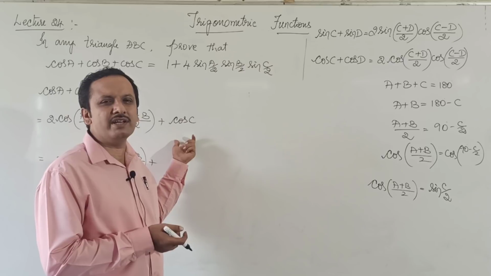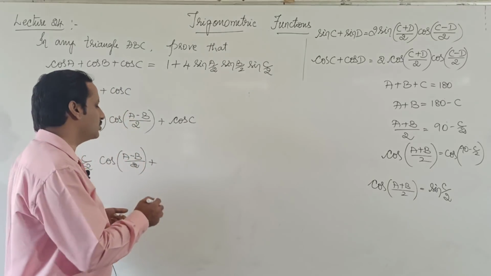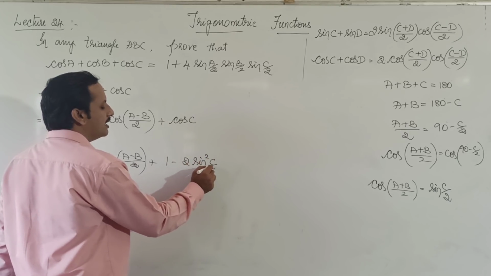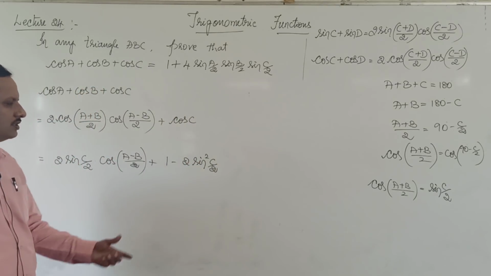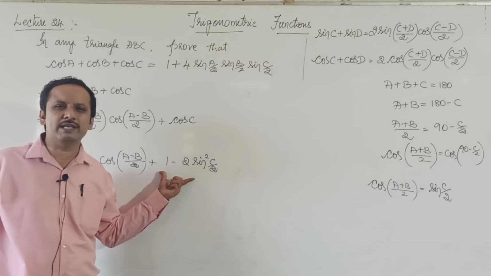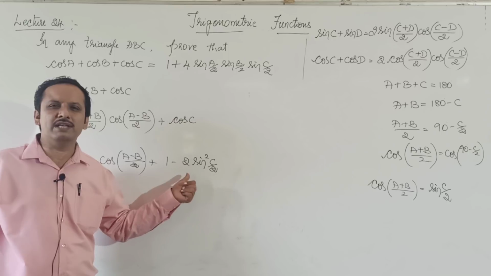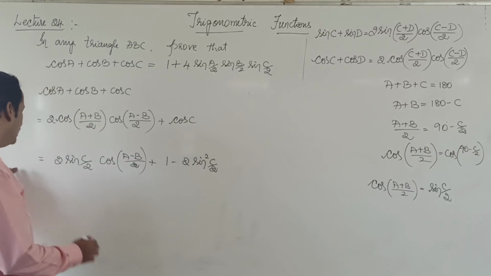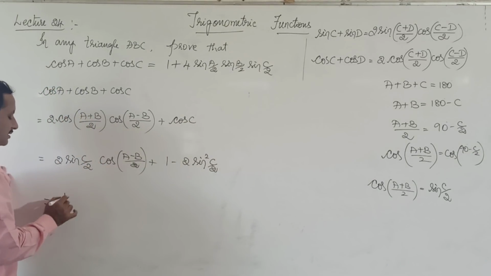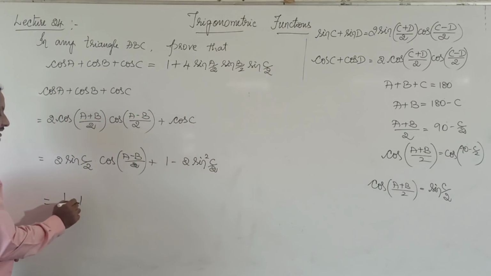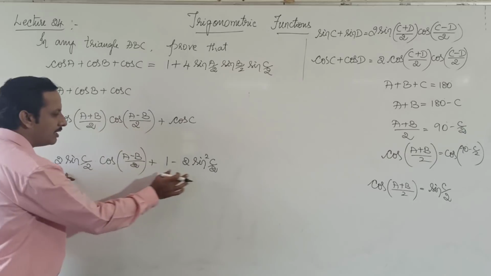Cos C can be written as 1 minus 2 sin square C by 2. You know this formula: cos 2A is equal to 1 minus 2 sin square A. So cos C is equal to 1 minus 2 sin square C by 2. Okay, so I'll write this one first because we need that one, right? So we got that one. Fine. Then plus. Now look at this term and this term.